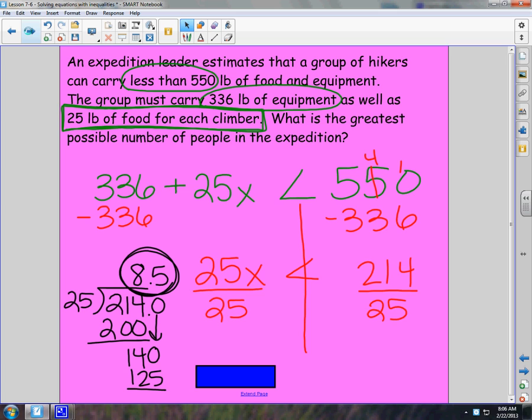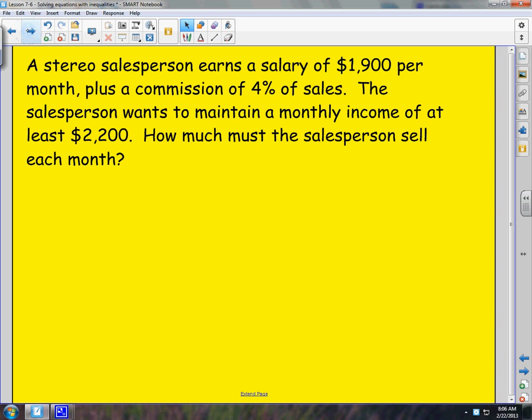So really, it would be 8 people because you can't have a half a person and you can't go over the 550 because it was less than 550. So it would be 8 climbers. So try this one and then we will go over it. Try to figure out the equation.